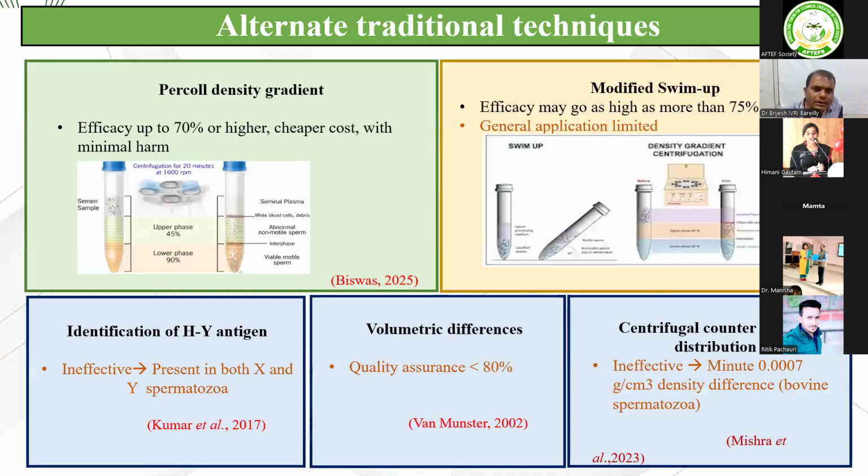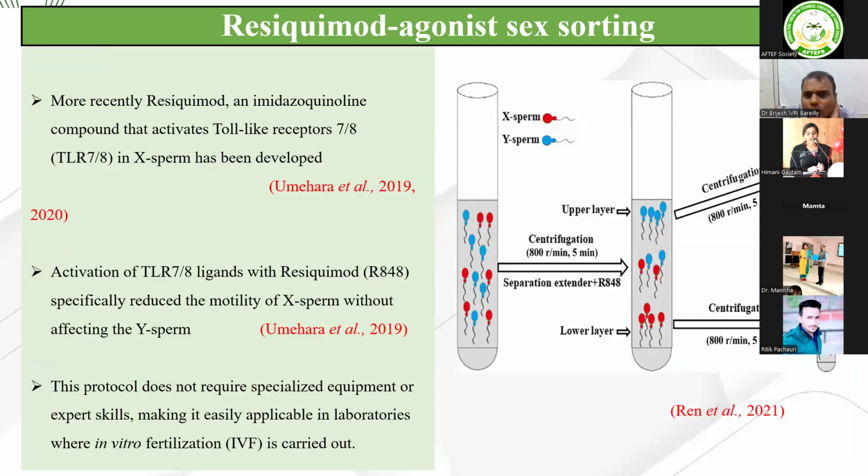So per call density, old methods are there. Then modified SUMIP methods are there. Then identification of this antigen based also they are working. Volumetric differences are there. Then centrifugal counter current distributions are there. So now they are working on this particular resicumod.